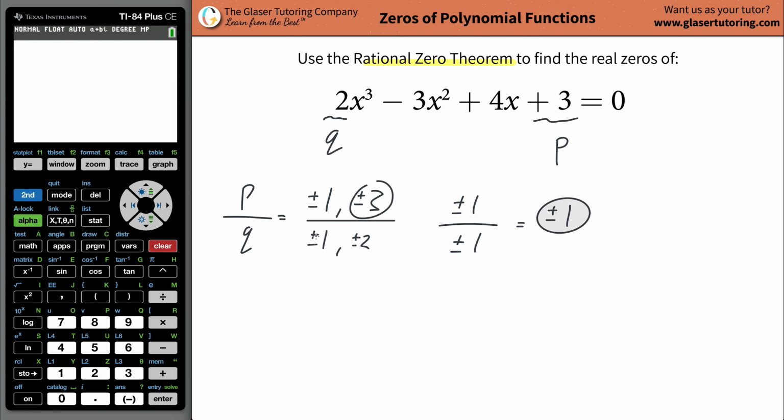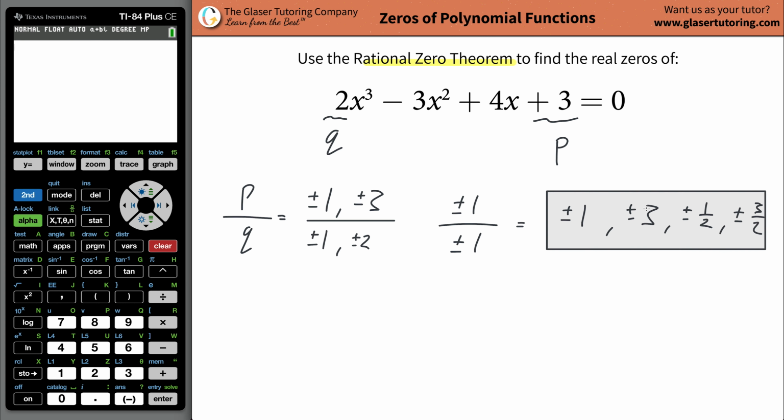Then you're going to do the plus or minus 3 divided by the plus or minus 1. So obviously that's going to give you the same thing in terms of positive and negative 3. Then you're going to do the same thing, but with the other denominator. So you're going to do plus or minus 1 divided by plus or minus 2, which gives you plus or minus 1/2. And then the last one, plus or minus 3 over 2. So you really have 4 types of values, but in total you technically have 8, because each one of them is a plus or minus. So this is the list.